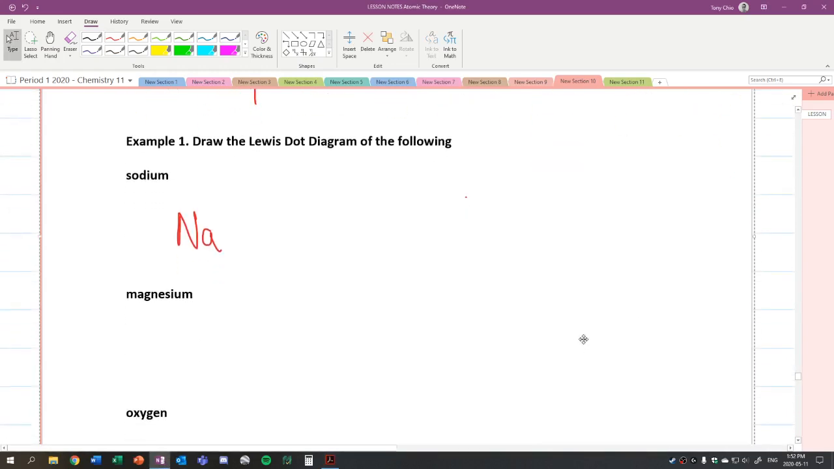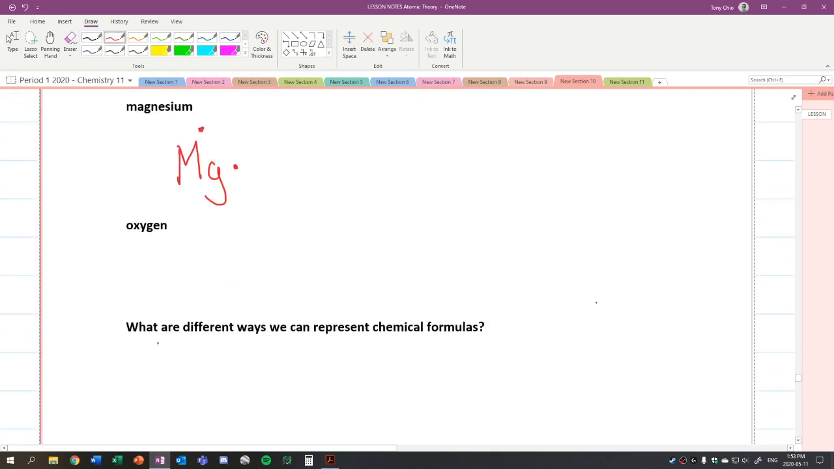So if you look at sodium, we will see that sodium just has one, so we could draw it like so. Magnesium is part of column number 2, so we could draw it like this. Oxygen is part of column number 16, and it has 6 valence electrons, so we go north, east, south, west, and then we pair them up. So that's what we have here in terms of the Lewis dot diagrams. Now this should still be review because you actually complete this in Science 10.